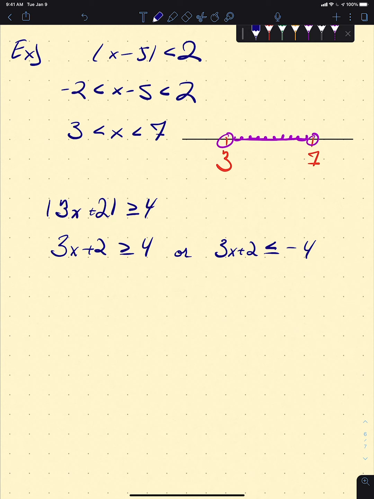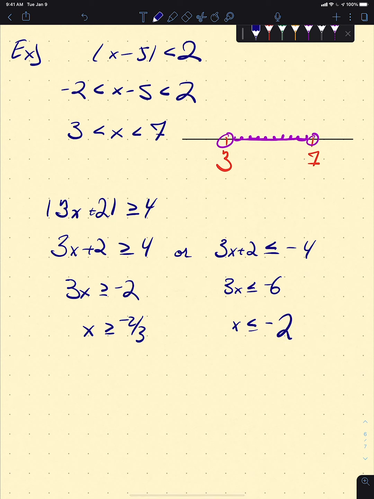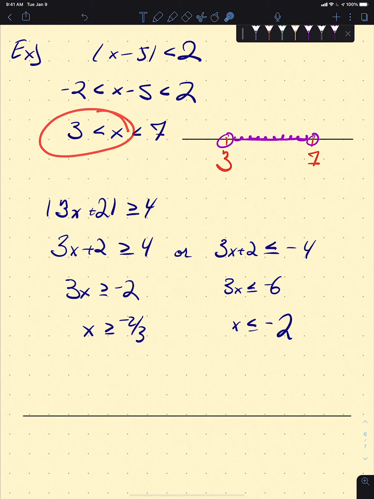First, starting on the left here, looks like we have 3x is greater than or equal to negative 2, which tells us that x is greater than or equal to negative 2/3. Or, looks like we have 3x is less than or equal to negative 6, or x is less than or equal to negative 2. So now we have these two inequalities that we're looking to graph together, because the set of solutions is either this or that. So it's the union of these two intervals, whereas here we have the intersection of this interval and that interval.